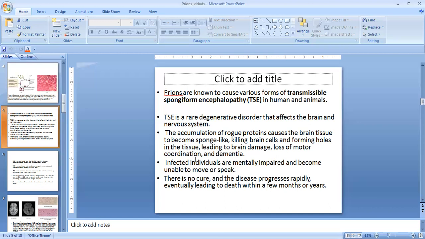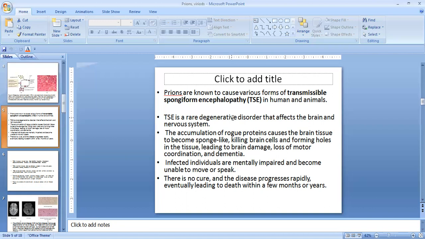Then, this transmissible spongiform encephalopathy is a rare degenerative disorder that affects the brain and nervous system. So this type of disorder mainly affects the brain and nervous system. What are the two organs affected due to the infectious prion infection? One is the brain and the second one is our nervous tissue. And the accumulation of prion proteins causes the brain tissue to become sponge-like, killing the brain cells and forming holes in the tissues, leading to brain damage, loss of motor coordination, and dementia.